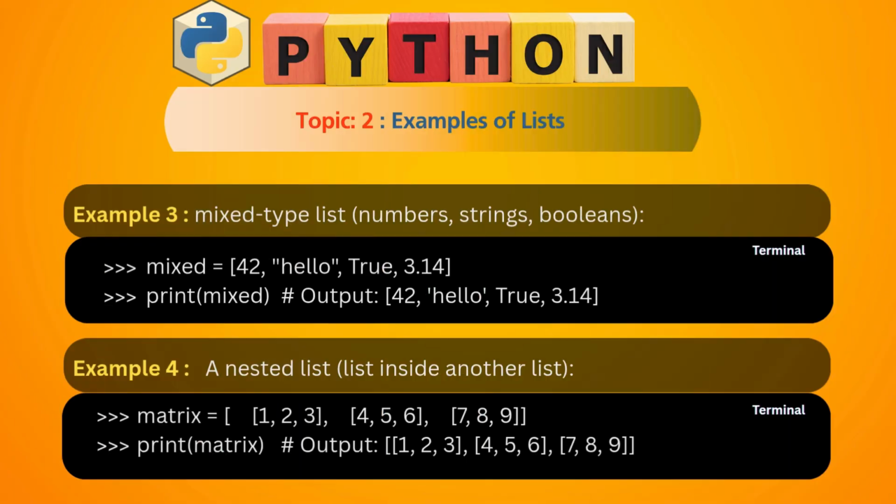One more example you can see. One more example, a mixed type list. It can be a combination of numbers and strings, and it can also be a matrix. So it can be a list of lists also. You see example 4, a nested list.